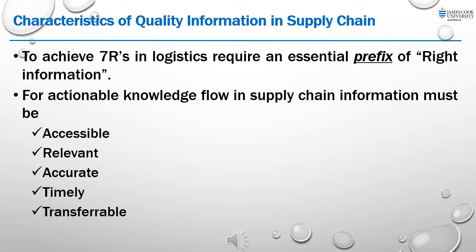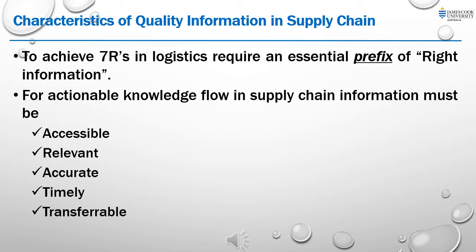Right product: the correct product must be delivered, meeting the specifications and requirements of the customers. Right place: the product must be delivered to the correct location, which can include a warehouse, distribution center, retail store, or end customer. Right time: delivery must be made on time and within the agreed upon time frame. This is critical to meet customer expectations and avoid any delays.